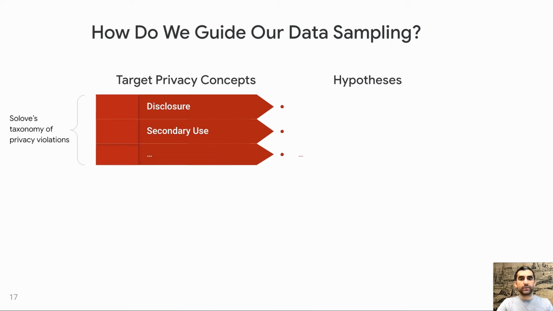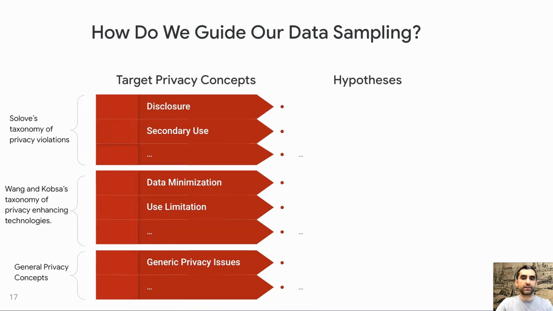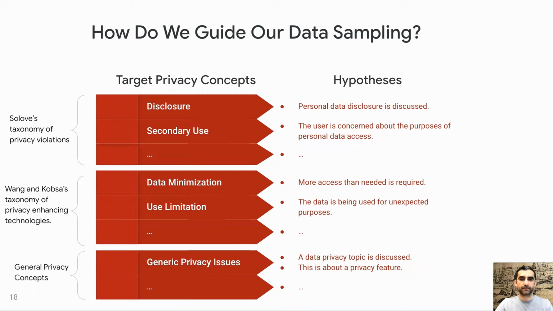Let's see how we do that. We started from a couple of well-known privacy taxonomies: Solove's taxonomy of privacy violations and Wang and Kobsa's taxonomy of privacy-enhancing technologies. From each of these, we extracted the concepts that apply to the context of app reviews. We also added generic privacy concepts for general mentions of negative or positive privacy issues.